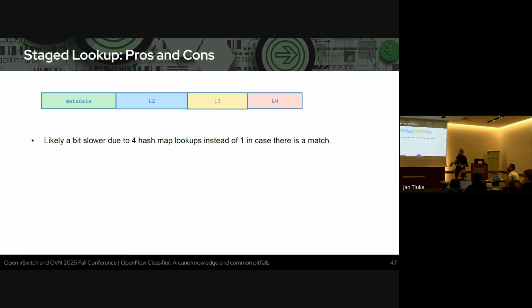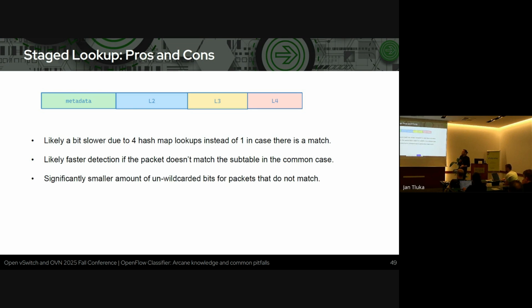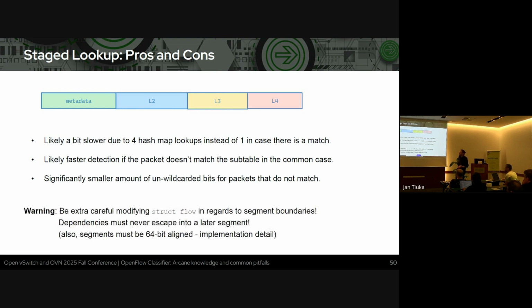So yeah, some pros and cons. We need to do 4 hash table lookups instead of 1, which is, well, just the cost of doing business. We can slightly faster detect subtables that do not match anything, and it's providing us with a significant reduction of the amount of bits that we are unwildcarding per packet. Warning: be extra careful if you are modifying the struct flow. You need to take into account everything that happens there.